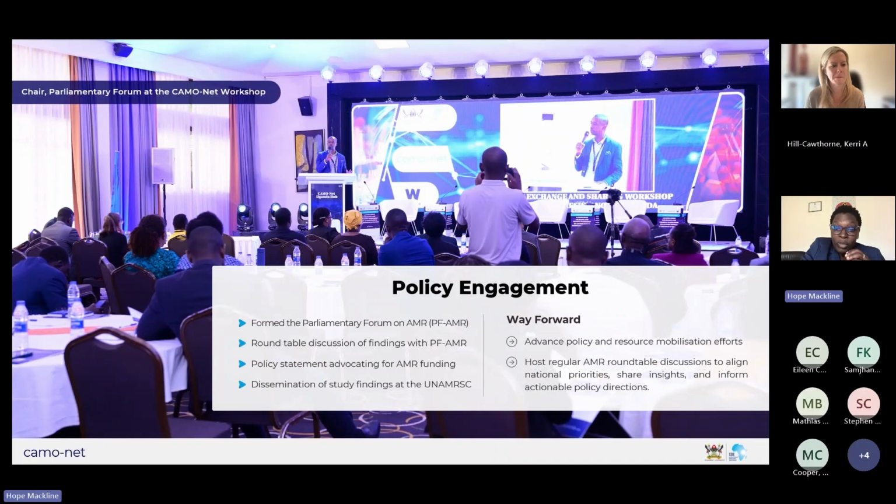And then what I discussed earlier also came up: how do we collaborate with the policymakers to make sure that what we need is moved forward? The way forward is that we wanted to advance policy and resource mobilization. One thing that we've really achieved, which I'll speak about, is that we have achieved a lot with the AMR forum, with engaging the policy, and I will show you some of our achievements.